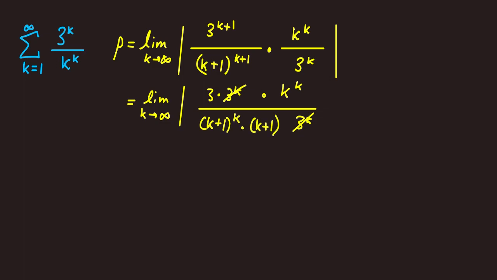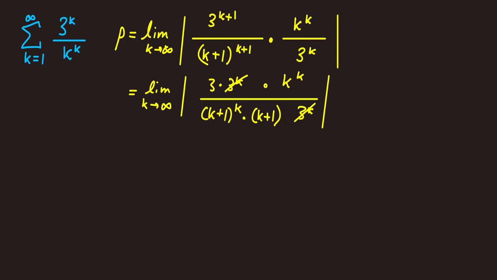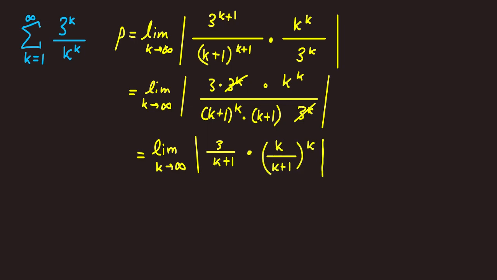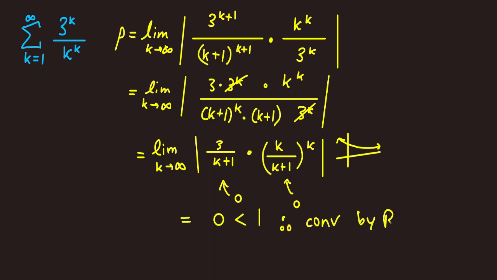Since we can't just do simple cancellation here, we can group the 3 over k + 1 together, and the k over k + 1, we can bring to the common power of k, and we'll see that both these terms actually equal 0. 3 over k + 1 goes to 0, and k over k + 1 also goes to 0, because you have a number in the numerator that's smaller than the denominator. You have exponential decay, and we know that exponential decay goes to 0.